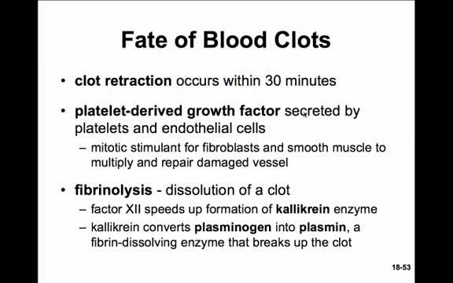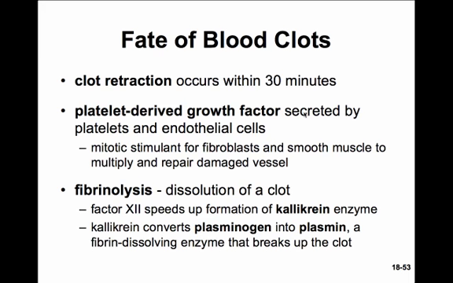Platelets and endothelial cells will also secrete platelet-derived growth factor, which is a mitotic stimulant. It causes the fibroblasts to divide and smooth muscle to multiply, and that will repair the damaged vessel.